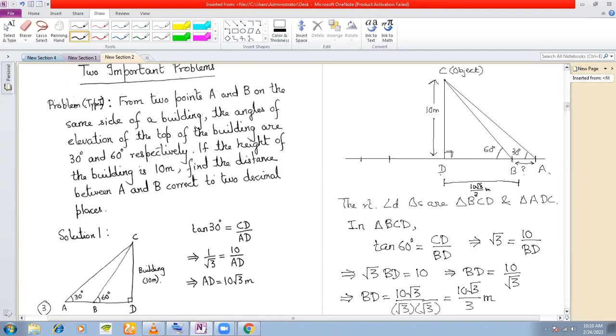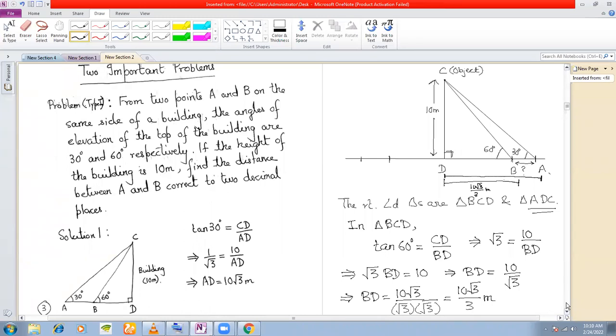Right? Now we'll proceed to find out the length AD. That is this entire length. By considering which right angle triangle? Triangle ADC we are going to consider. In which AC is the hypotenuse. So let's consider this triangle.